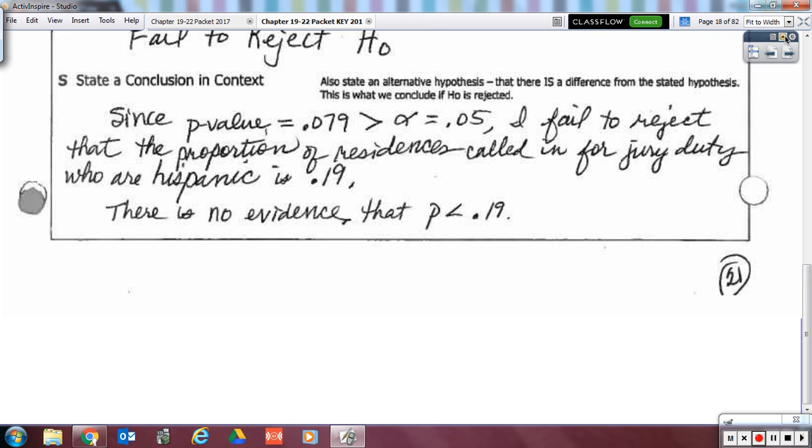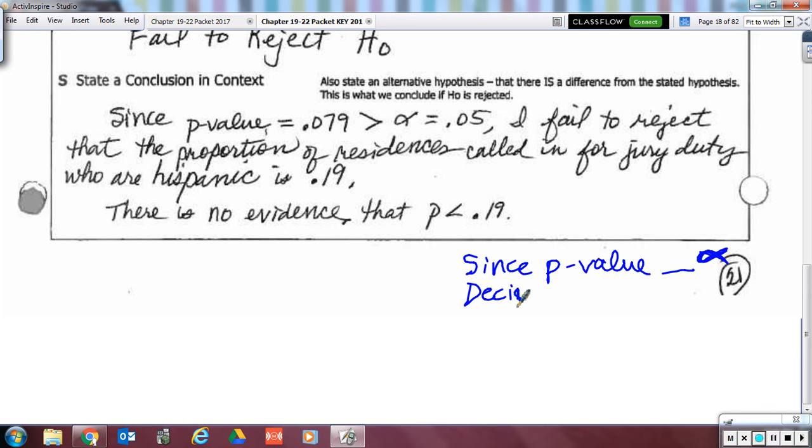In your conclusion, I want you to first start out with, "Since the p-value..." and compare it to alpha. Okay, so here's the outline of what your conclusion will contain. Since the p-value is something alpha, whatever. Then your decision: you reject or you fail to reject your decision about H0. But I want you to state H0 in words.